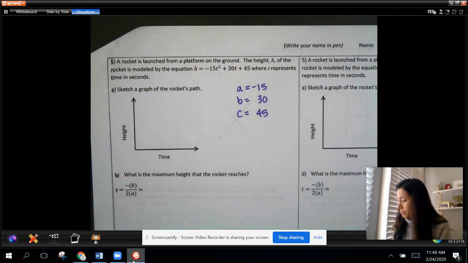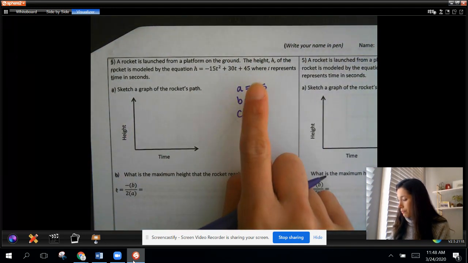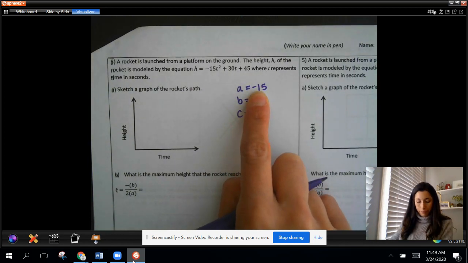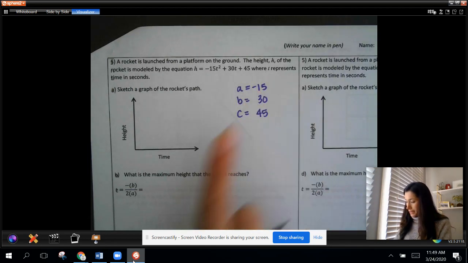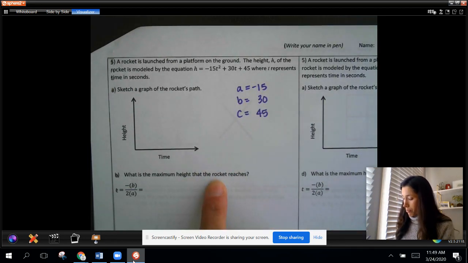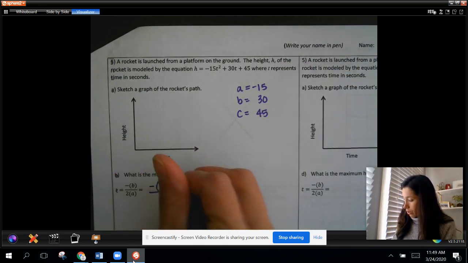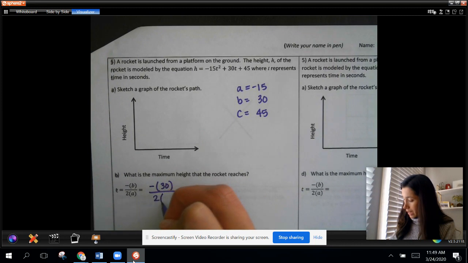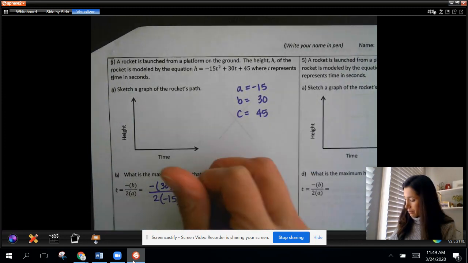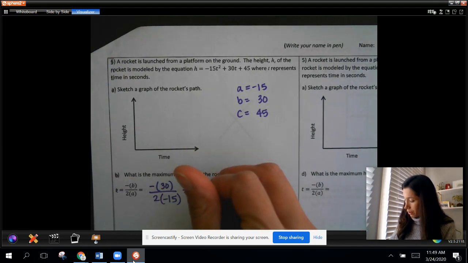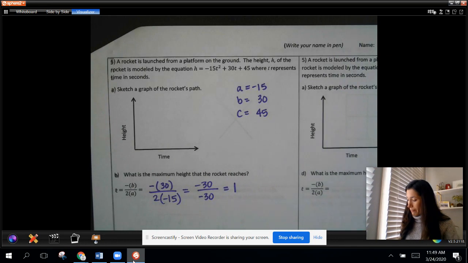Okay. So we do know that because a is negative 15, it's going to be a downward facing parabola. Okay. And let's first figure out where our maximum height is for the rocket. So our maximum height is at negative b, and b is 30, all over 2a. So 2 times a, and a is negative 15. So this is going to give us negative 30 divided by negative 30, which is 1.